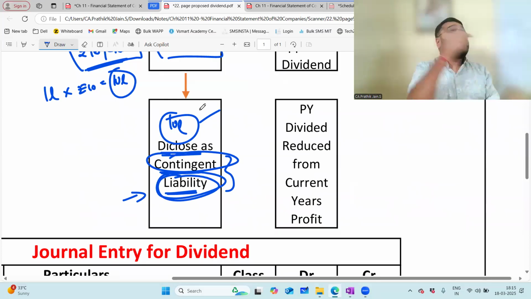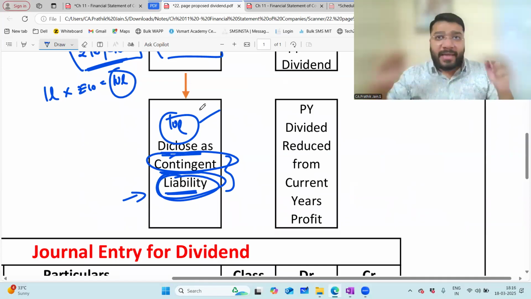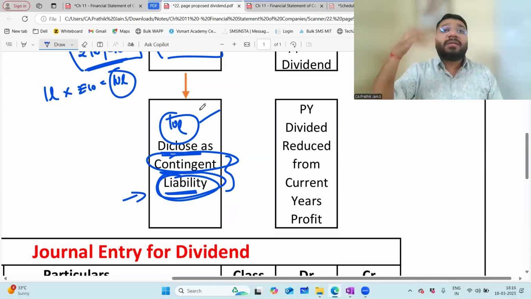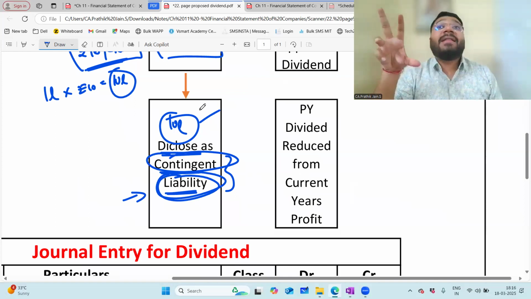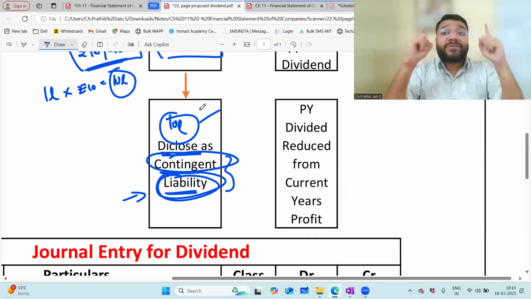If the shareholders approve the dividend. Otherwise, no liability. Another example. Let's say there's a customer who's put a case on Reliance Limited, telling that this company has done some cheating or fraud, and by that I've suffered so much agony, pain, etc. So as a compensation, I want 1 crore rupees from Reliance Limited.